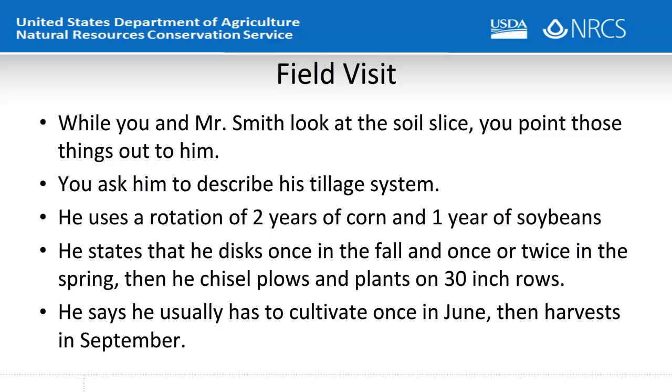You ask him to describe his tillage system, and he tells you he uses a rotation of 2 years of corn and 1 year of soybeans. He states that he discs once in the fall and once or twice in the spring. Then he chisel plows and plants on 30-inch rows. He says he usually has to cultivate once in June, then harvests in September.